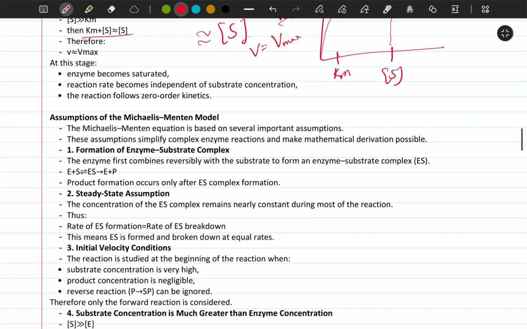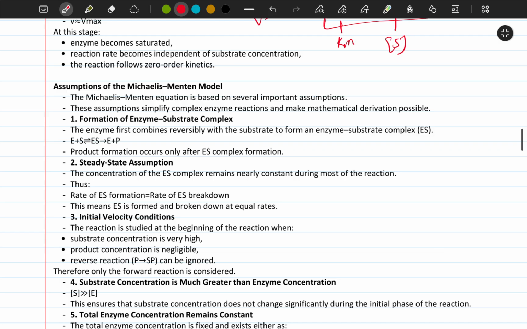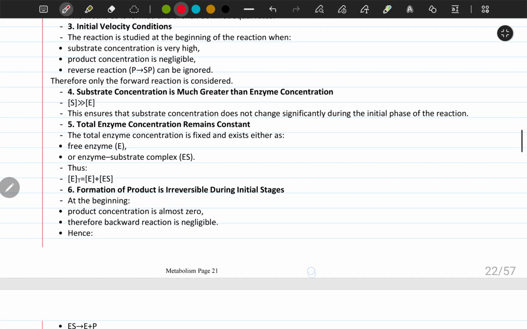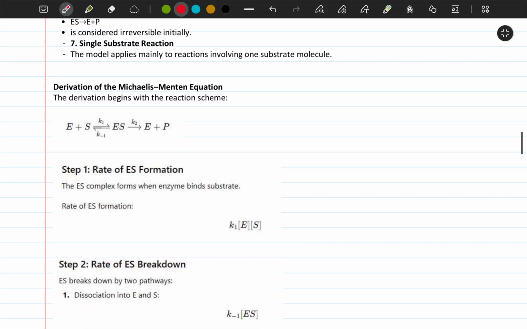Assumption of the Michaelis-Menten. We are seeing the formation of enzyme substrate product. Okay, formation, derivation. So important. Okay, derivation of Michaelis-Menten reaction.